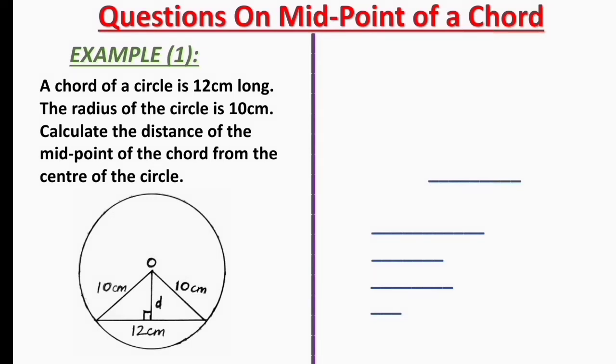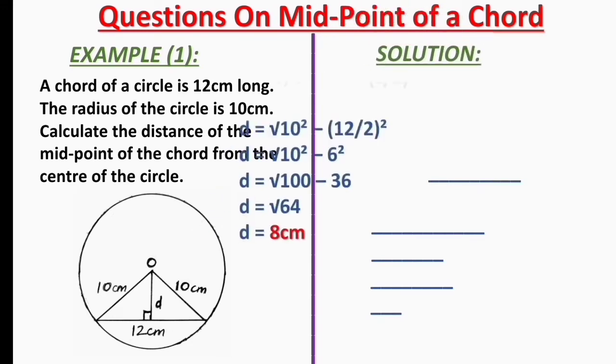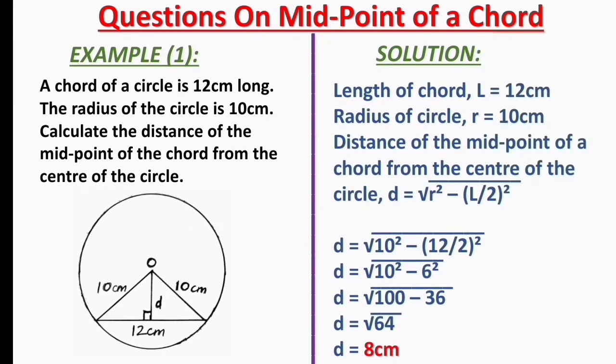Can you still remember the formula for the distance of the midpoint of a chord from the center of the circle? Let's see if you can still remember. Solution to question 1 is as follows. The formula required here for the distance of the midpoint of the chord from the center of the circle is d equals the square root of r squared minus (l divided by 2) squared.